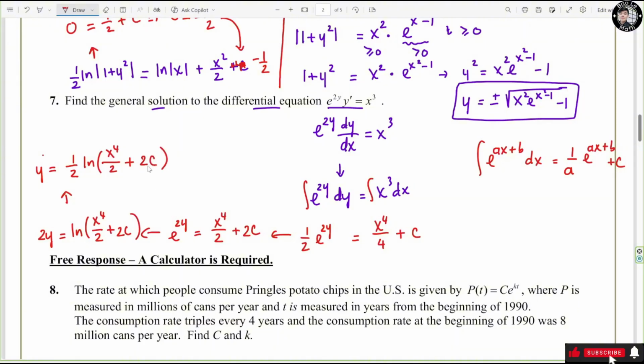Now I can rewrite 2c as another constant. So the final answer must be y equals 1/2 ln of s to the 4 over 2 plus c1, where c1 equals 2c. And this is the final answer.